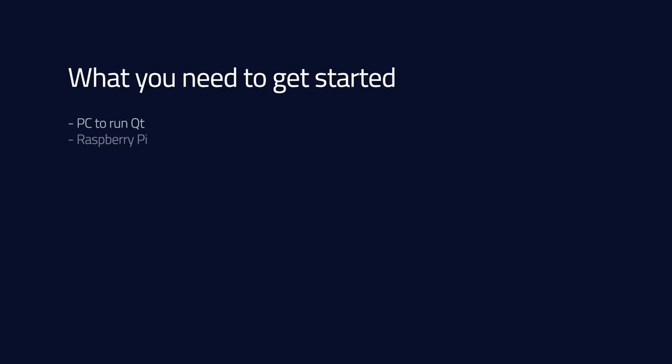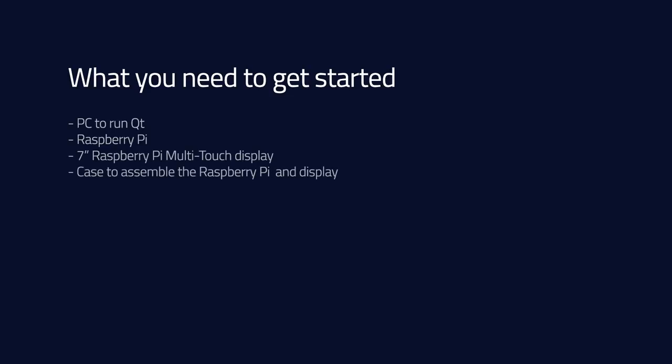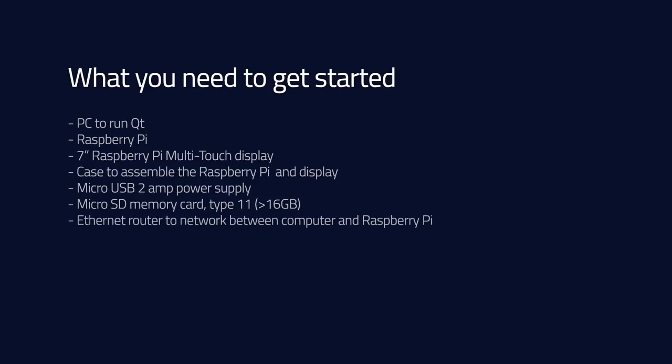You'll need a Raspberry. I'll be using Raspberry Pi 3B. You'll need a 7-inch Raspberry multi-touch. You need a case. You will need a micro USB 2 ampere power supply to run your Raspberry. And you will need a micro SD memory card that should be type 11, minimum 16 gigabytes. And you need an Ethernet router to create a network between your computer and your Raspberry.